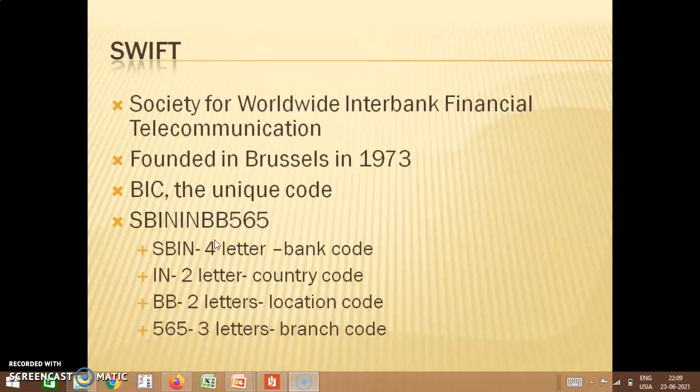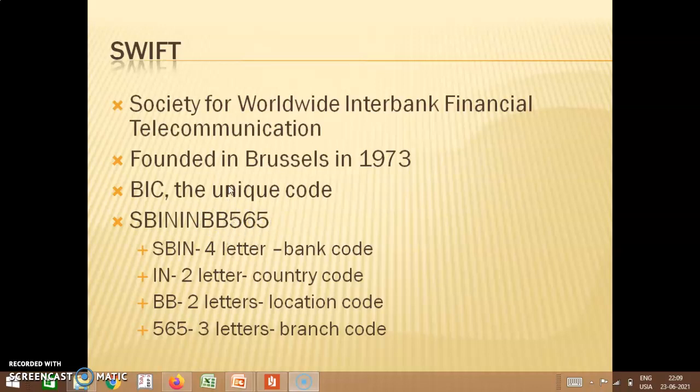Then we also have BB here. It is again the location code, so which place it is. Say if it is Ernakulam, so BB means Ernakulam, or any location, or it stands for Kerala. Okay. Then we have 565, which is the branch code. So when we have this SWIFT code, we can easily identify that it is a State Bank of India SWIFT code, which is located in India, in the state of Kerala, and in this particular branch.